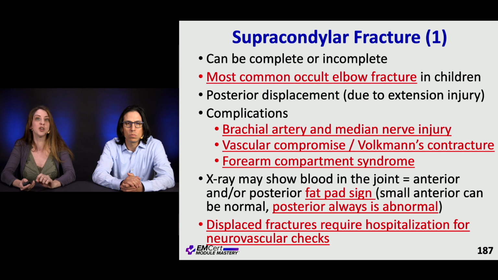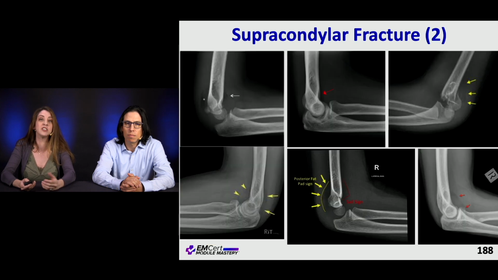And then the thing that we look for in x-ray is we look for the fat pad sign. So we always say that an anterior fat pad sign could be normal, but the posterior is always abnormal. So I like to think that posterior is a problem. And then, displaced fractures can sometimes require hospitalizations because they need neurovascular checks. They may be taken to the OR. And even if a patient has tenderness in the area and you see this fat pad sign, but no fracture on exam, you're still going to splint these patients and have them follow up. And here are some examples that we just talked about of the anterior and then the posterior fat pad sign.